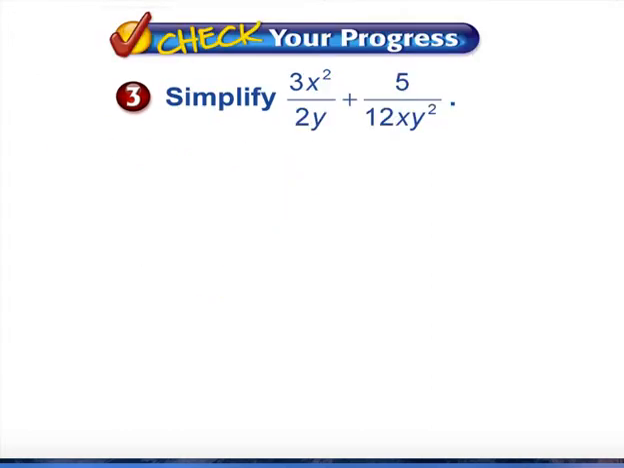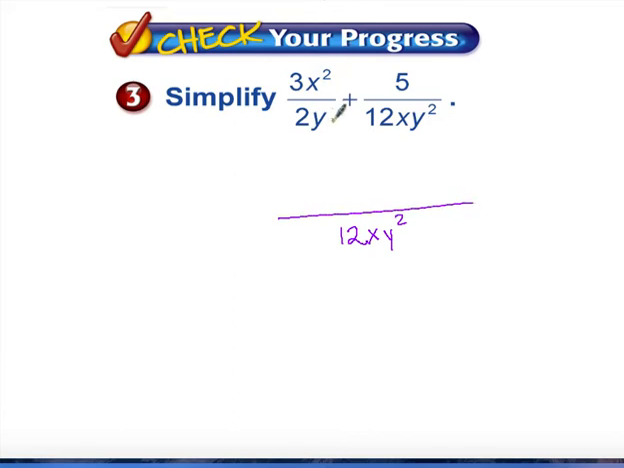All right, go ahead and pause the video and try this one, and then check back with me when you're done. All right, so I'm looking at 2 and 12. So 2 and 12 will both divide into 12. This side has an x and a y squared. So that's going to be my common denominator.